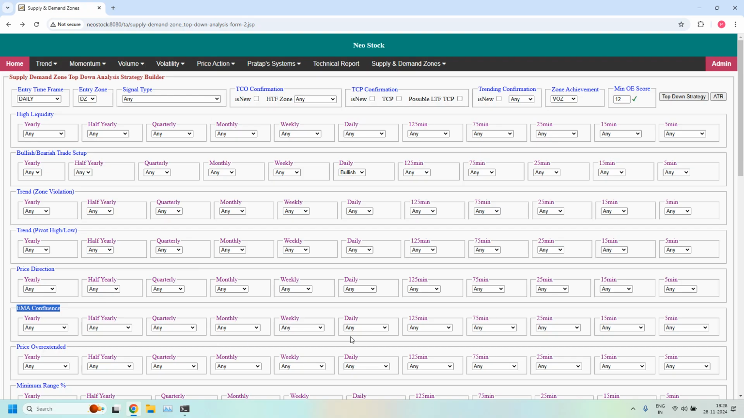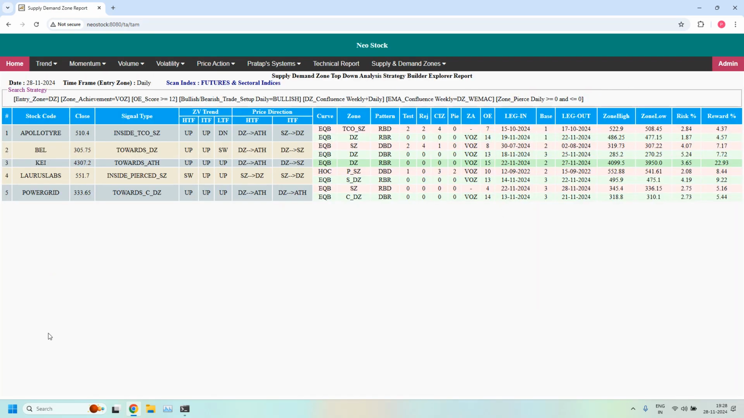EMA confluence at weekly time frame, because the daily demand zone is part of the weekly. So we are looking for weekly demand zone having weekly EMA confluence. So filter is set. Let's filter the stocks. We got 5 stocks. So these 5 are high probability trade setups, because entry time frame daily is part of the weekly demand zone, and that weekly demand zone is having weekly EMA confluence, and the weekly trend is up in all these stocks.